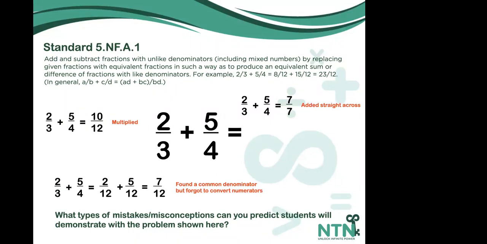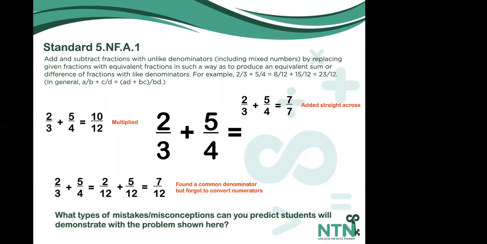Very common misconception with students as it relates to this standard. Students have no concept of the value of a fraction or what fractions are trying to show us. And so they see an addition symbol and they just add, or if they see subtraction, they just subtract straight across. So in this example, for my numerators, 2 plus 5 gives me 7. And for my denominators, 3 plus 4 gives me 7. So again, we are really lacking a good concept of fractions and equivalent fractions as a whole before we even get into the operations that would be implemented with it.